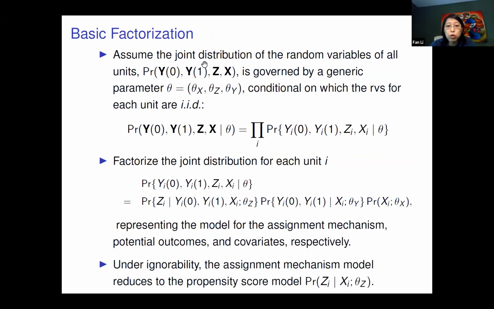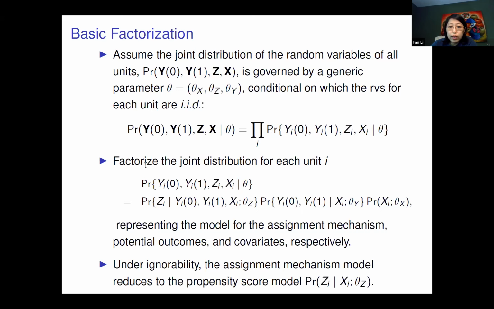We will assume the joint distribution of the random variables of all the units is governed by a generic parameter theta, and theta is divided into several parts, conditional on which the random variables for each unit are IID. So it looks like this. The key thing next is this bullet. Now we have this joint distribution, right?